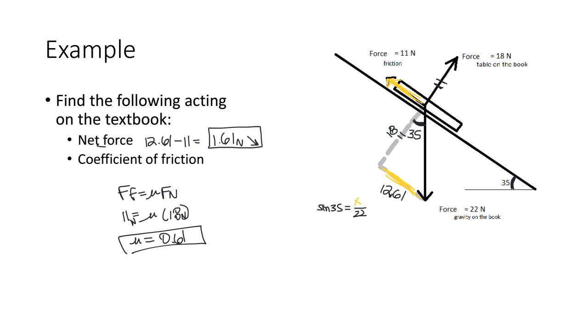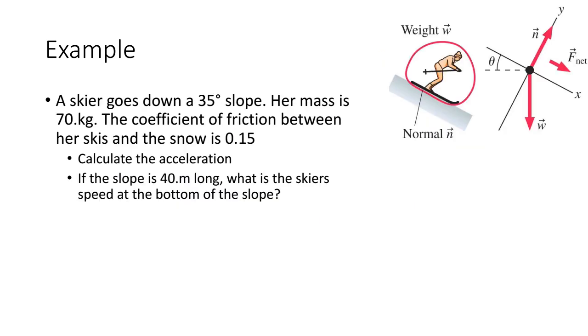Let's do one more example. A skier goes down a 35-degree slope. Her mass is 70. Here's her force normal acting perpendicular to the surface. And it says the coefficient of friction between her and the snow is 0.15. That means that there is a backwards force of friction. We know that this here is going to be equal and opposite to our force normal. It wants us to calculate the acceleration of the skier and the skier's speed at the bottom of the slope.